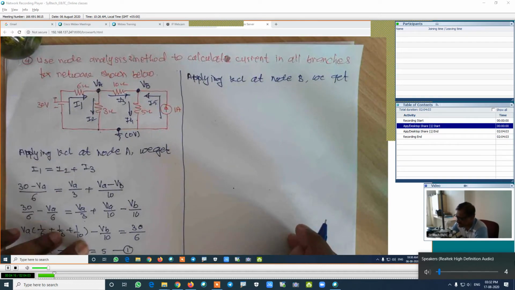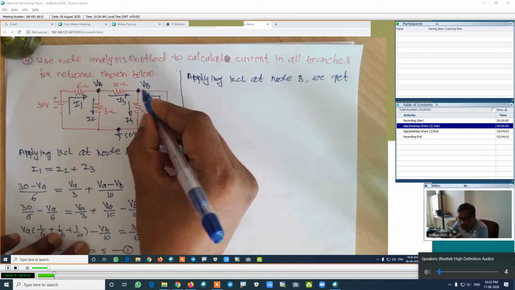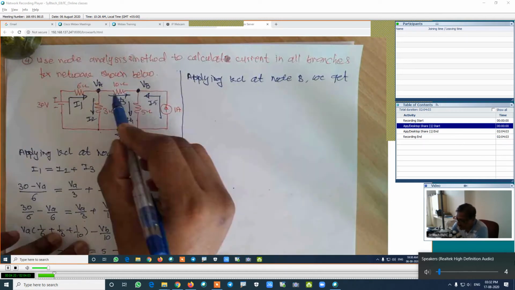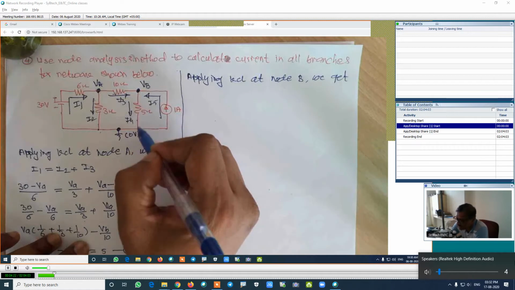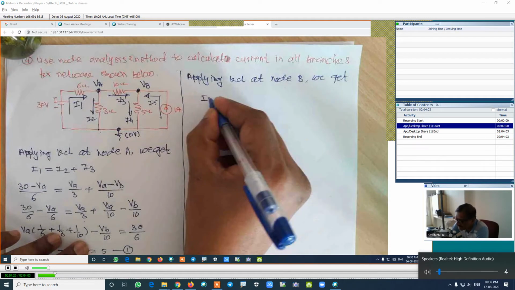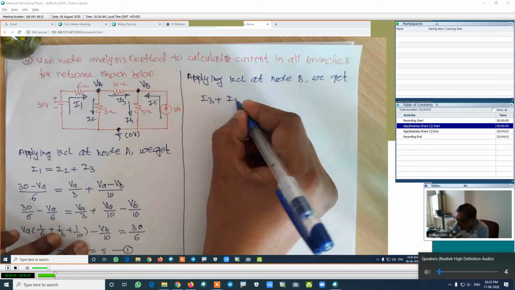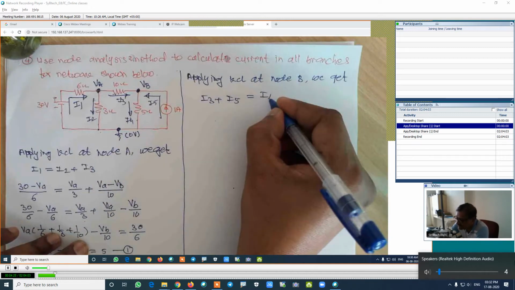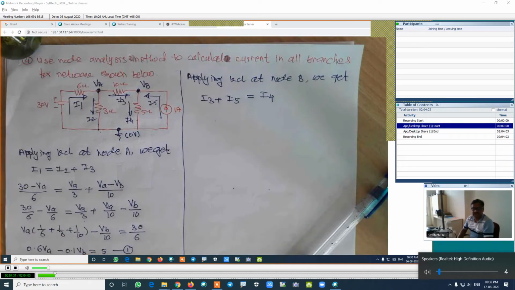If we are applying the KCL at node B, how is the KCL? Look at this node. This is incoming, and this is outgoing. This I3 is incoming, I5 is incoming, and I4 is outgoing. Is it right? Now, how to find out these values?